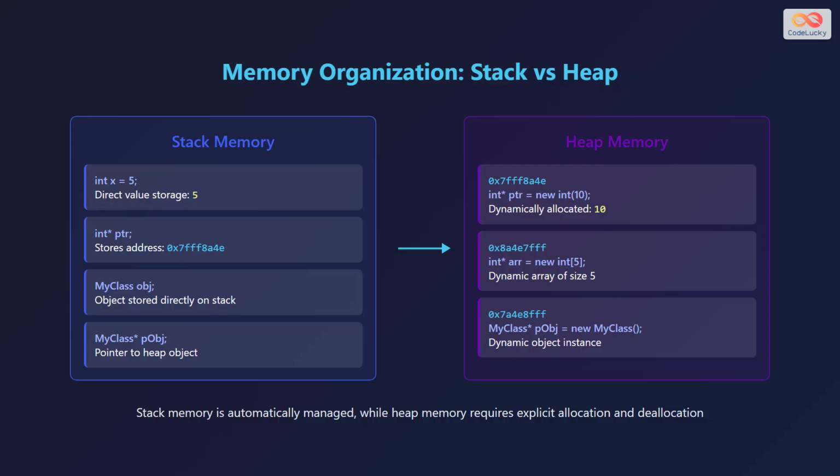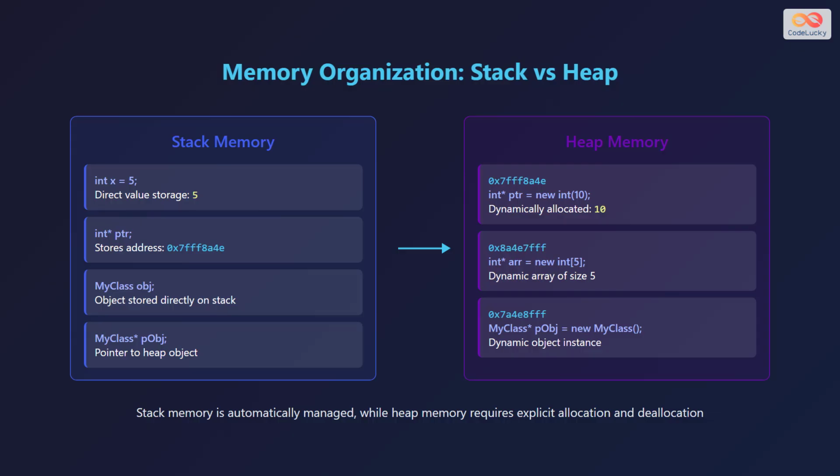For example, 0x7fff8a4e. Now consider MyClass obj. The object is stored directly on the stack. And for MyClass* pobj, the pointer to the heap object is stored on the stack. Moving to the right side, we have the heap memory section.